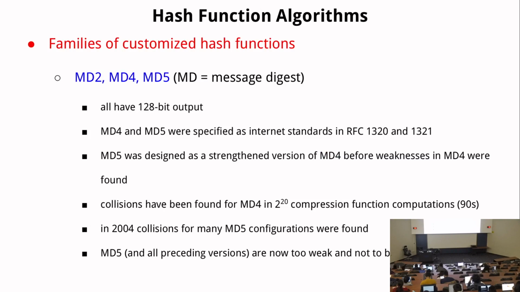MD5 actually was designed by the same people who invented RSA. Maybe not all of them. RSA has 3 people, R, S, and A, and MD5 was probably just designed by R. R is a professor at MIT. Before MD5, there were other versions of it, MD2 and MD4. MD here basically means message digest. They all have a 128-bit output. They were standardized and used on our internet for a long time.